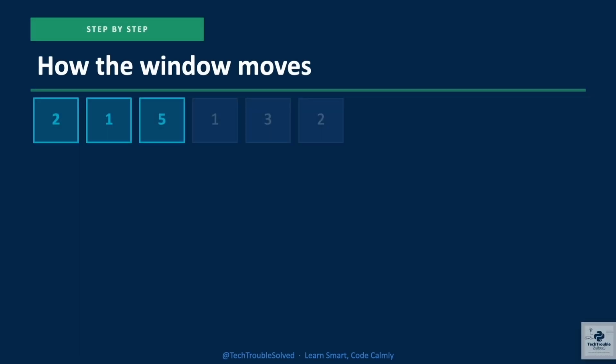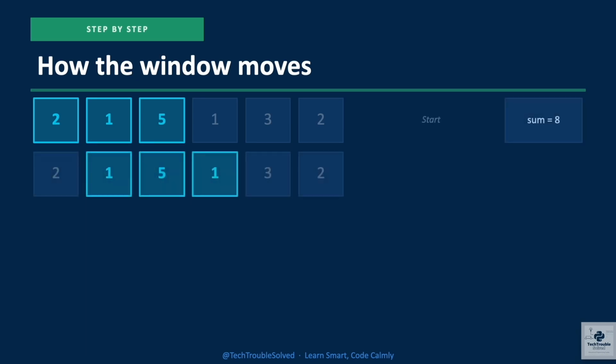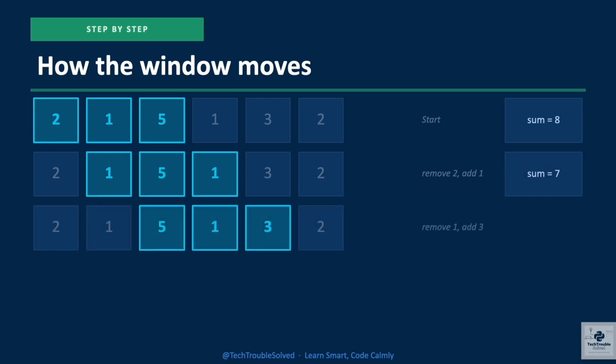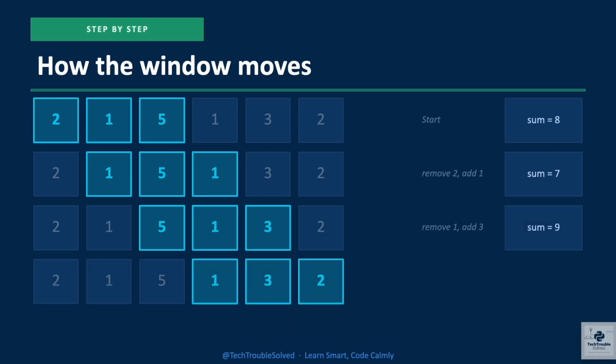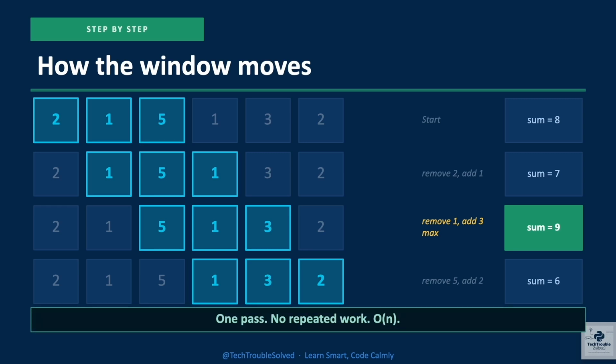Now let's see how the window moves. We start with the first window. Sum is 8. Now we slide the window one step to the right. Remove 2, add 1, sum becomes 7. Slide again. Remove 1, add 3, sum becomes 9. Slide again. Remove 5, add 2, sum becomes 6. Notice something important. We never recomputed the full sum. Just one remove and one add. That's the power of sliding window.